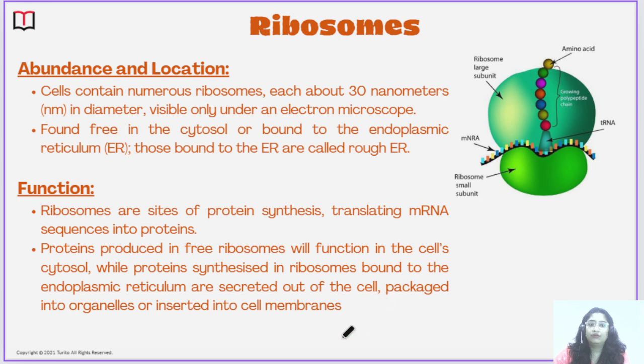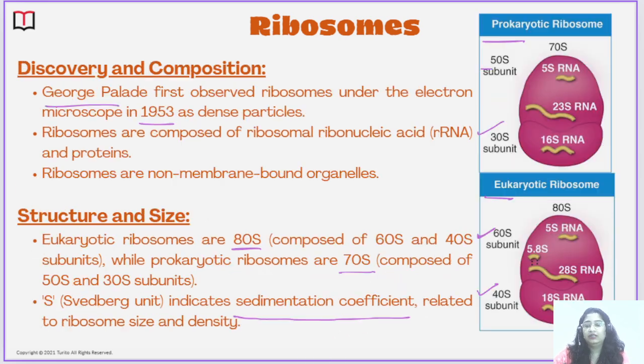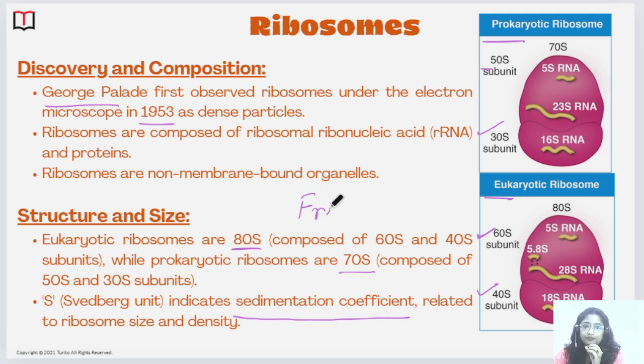Now, some ribosomes are present as free ribosomes, scattered throughout the cytoplasm, and some ribosomes are attached to the endoplasmic reticulum. That is called the rough endoplasmic reticulum. So ribosomes are present in two different locations: free in the cytoplasm and in attached form. These are non-membrane bound organelles.